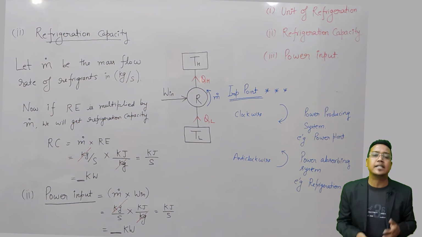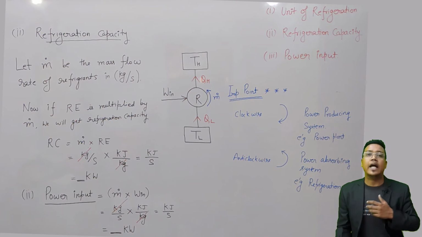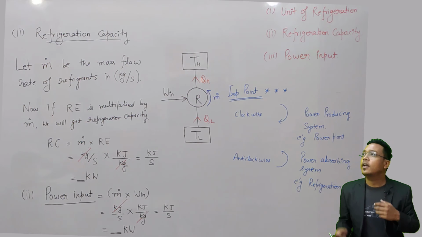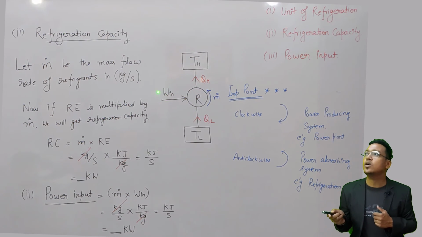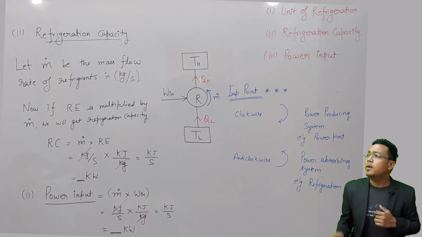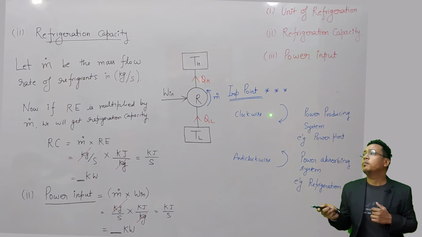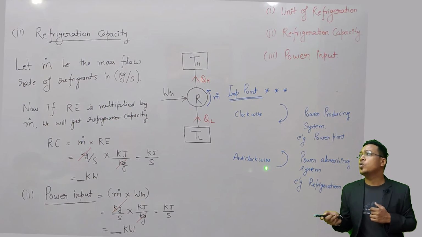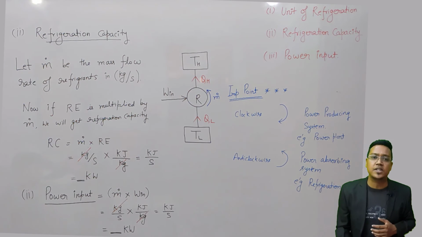That means that system is taking work input, electrical input. Like in a refrigeration system, this is the work input. The refrigeration system is absorbing work input W in. By the direction of this arrow, you can easily tell whether it is a refrigeration system or a power producing system.